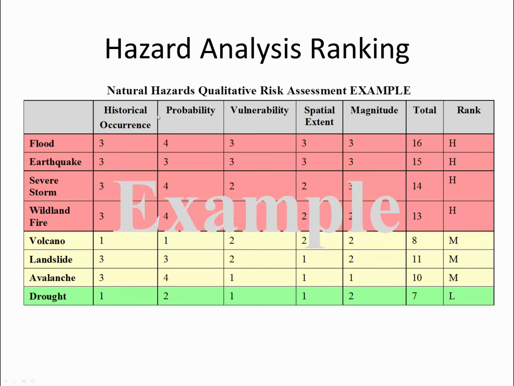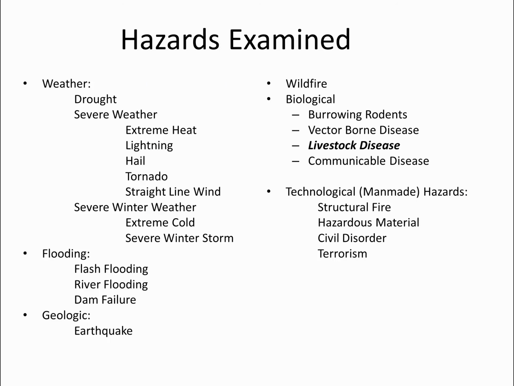Once each of the hazards have been examined, we score them in a table similar to this one. We list the 5 categories across the top and the hazards down the left side. We score each of those categories for each hazard, total the score, and determine if the hazard has a high ranking, a medium ranking, or a low ranking. Please note that a similar table has been prepared for the City of Eden.